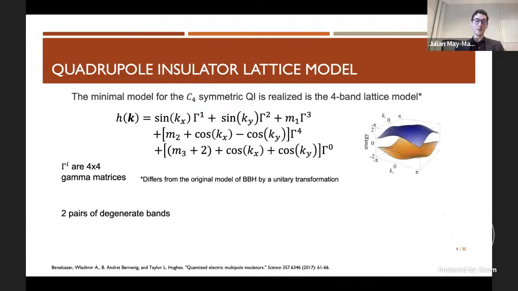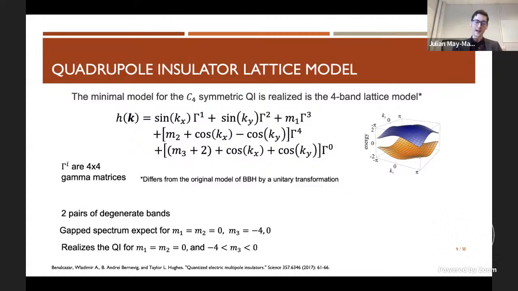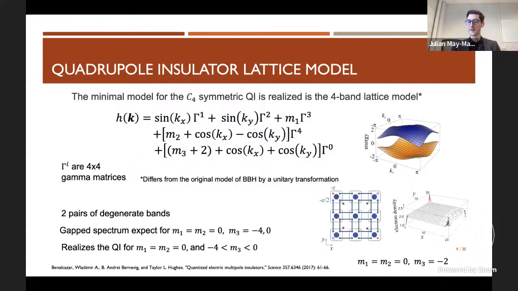All right, and so this model is characterized by having 2 pairs of degenerate bands, as shown here. And the spectrum is going to be gapped unless M1 and M2 vanish, and M3 is either -4 or 0. At those points, we're going to find there's a gap closing. And importantly, this model is going to realize the quadrupole insulator whenever M3 is between -4 and 0. And we want to return to this limit we saw earlier when considering the corner charges. And this corresponds to when M1 and M2 vanish and M3 is equal to -2.